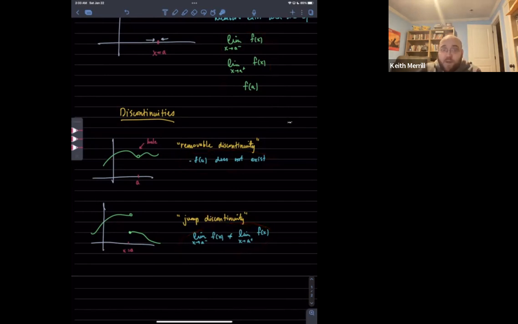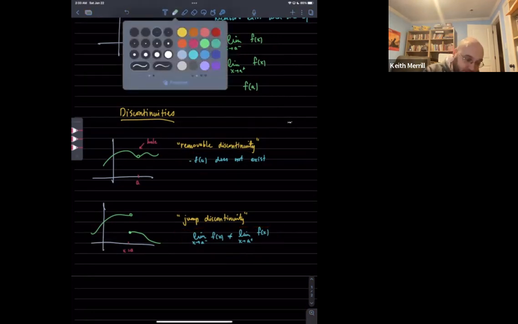Again, that's why the graph looks like it has a jump, because as you approach a from below, your graph is behaving one way, the y values are approaching one value. As you approach a from above, your graph is behaving a different way and the values are approaching a different y value. So that jump is precisely encoded by the fact that these one-sided limits are not equal.